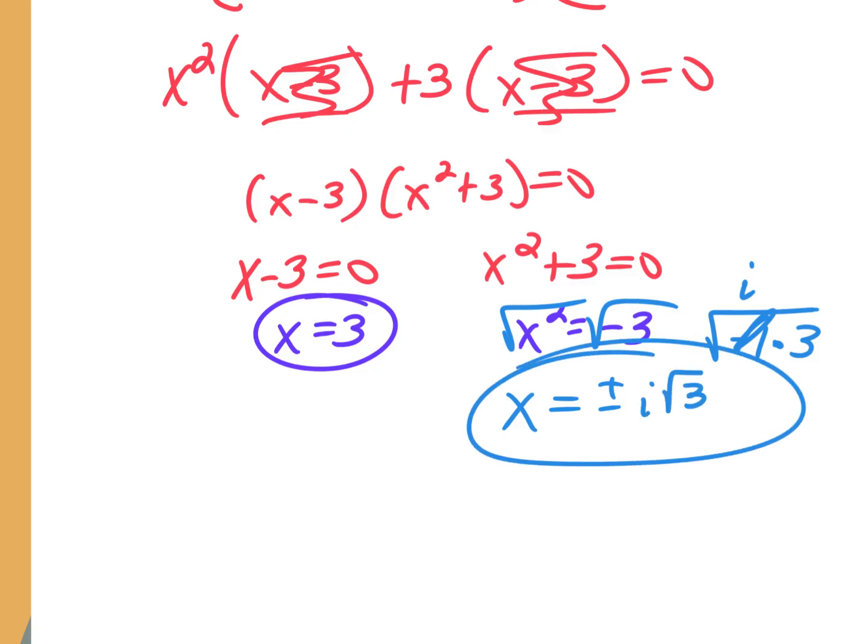So how many answers total do we have here? 3. How many of them are real? 1. There's only 1 that I could plot on a graph. What this is going to tell us later on is there's one place where this graph, when you graph it, crosses the x-axis. But you don't need to know that right now.